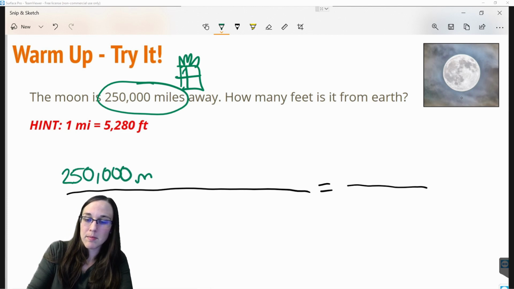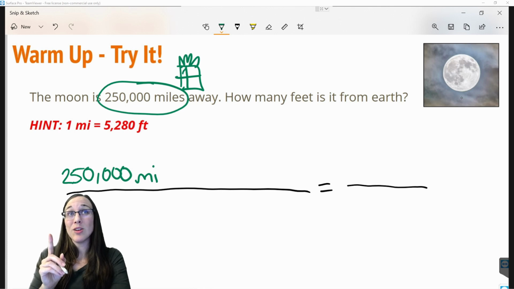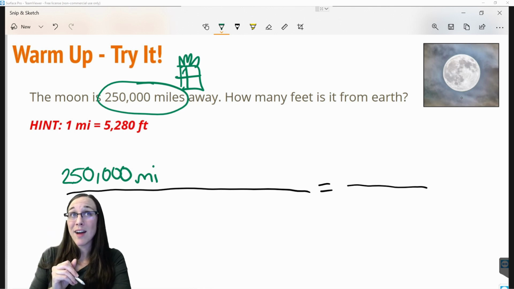We're going to put our pretty present as the first thing on top of our line. 250,000 miles. Don't forget the units. Having the units there is half the battle. We need to know what the units are so we know where we're going and how to put our dominoes next to it so we can cancel the right dots, so to speak.